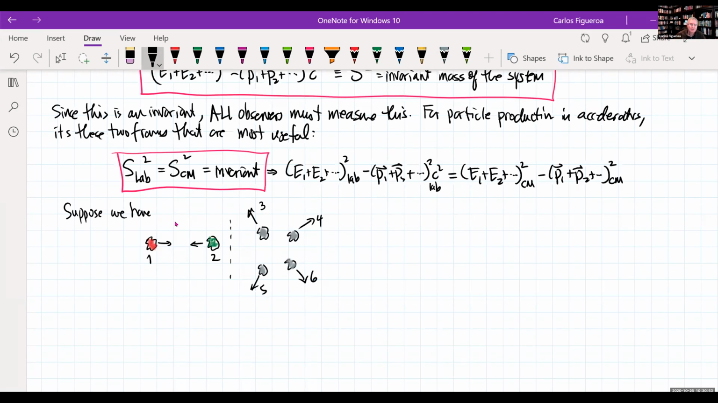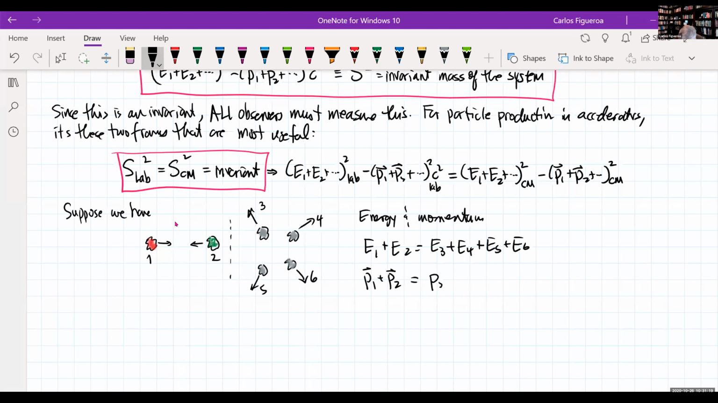If you look at energy and momentum, they must both be conserved. So if I look at energy and momentum, it means that E1 plus E2 must equal E3, E4, E5, E6. And the momentums also have to be like this. That must be true right there, right? So the center of mass calculation is very, very particular.